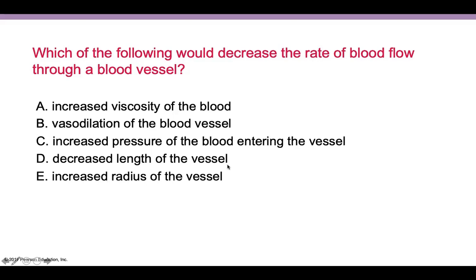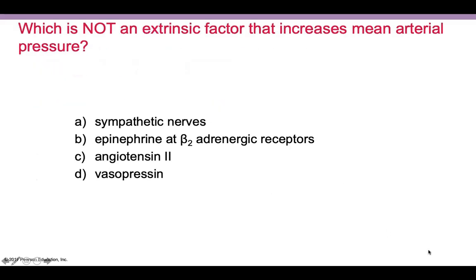So vasodilation, making our lumen larger, that'll increase flow. Increased pressure, that's going to increase our pressure gradient, that's going to increase flow. Decreased length of the vessel. So because length is inversely proportional, if we decrease the length, we're also going to increase the flow. And then increase radius of the vessel, same thing. As we make the radius wider, we're going to increase flow. So the only one that would decrease flow is A, right? Increasing that viscosity.